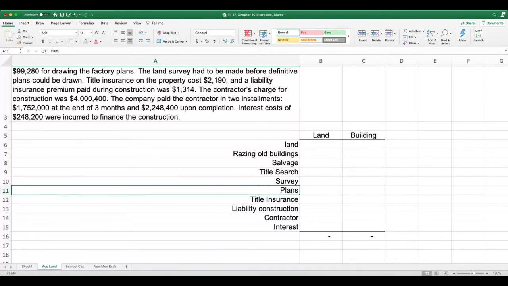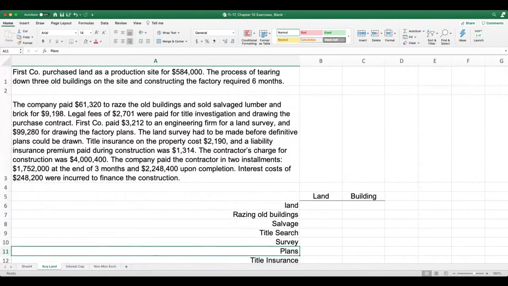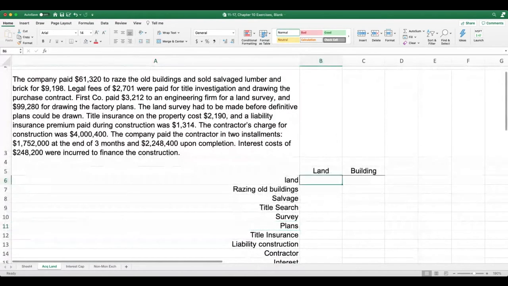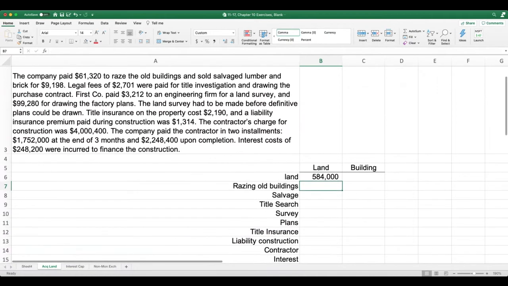These costs are. So first of all, land cost of $584,000 is very clearly land. So $584,000 is land. Razing the old buildings, again, this is going to be getting the land ready to build. So we are going to tear down the old buildings. That is going to be a land cost of $61,320.